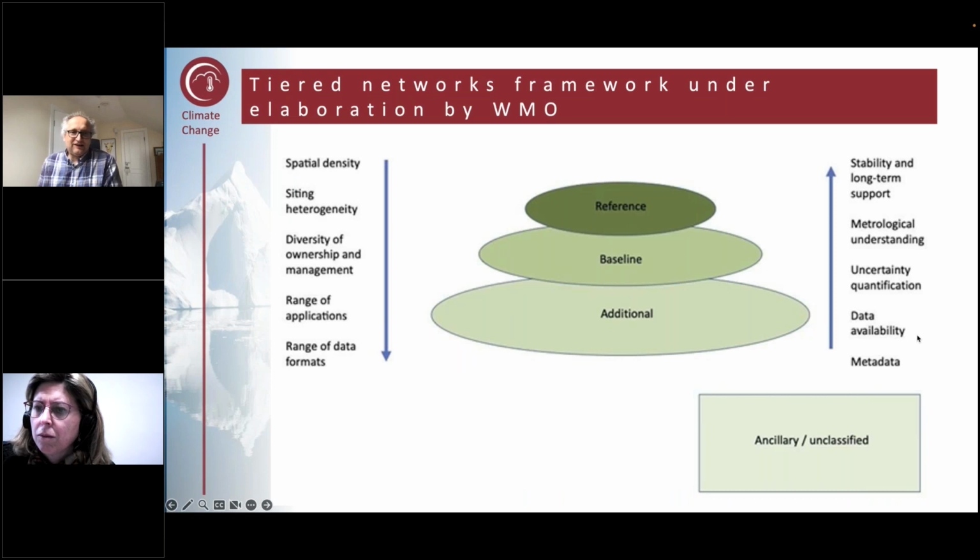And the good news is that it is becoming mainstream within the World Meteorological Organization. So at Congress in the next couple of weeks, this will be put forward as a concept. And the concept has variously been described as donuts or discs or other things. It recognizes that there's an inherent trade-off between the volume of measurements and the fundamental quality of measurements. So as you move down through the tiers here from reference through baseline to additional, and then there's also ancillary or unclassified, that's an even larger pool of measurements.